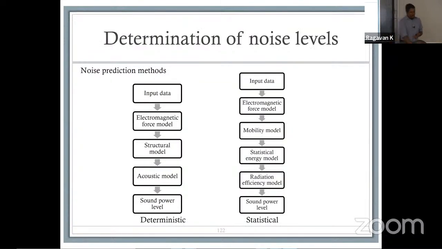So in terms of noise prediction methods, if you want to determine noise, you have a couple of options. One is deterministic, one is statistical. The idea is very simple, right? Deterministic basically means use FEA, do a structural model, create an acoustic model, calculate sound pressure. Very linear, very methodical. You can see exactly how that happens. On the other hand, for statistical, you take it one step further. You also add a component of radiation efficiency model.